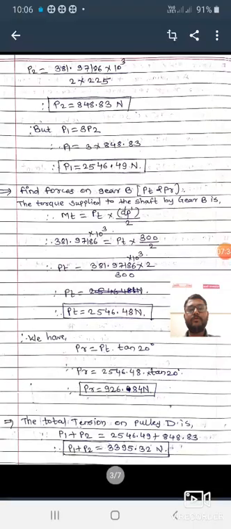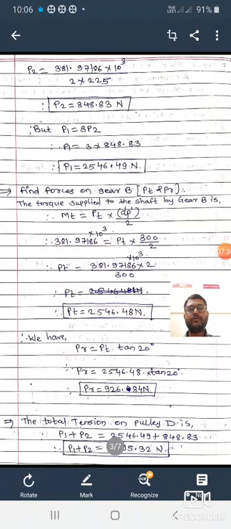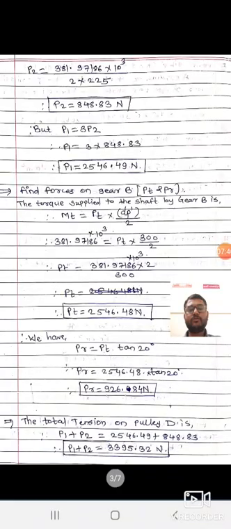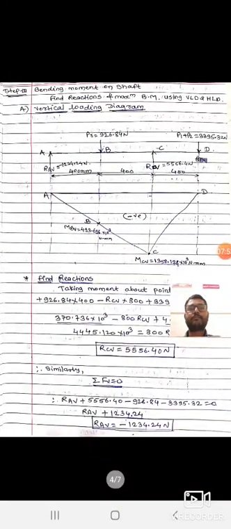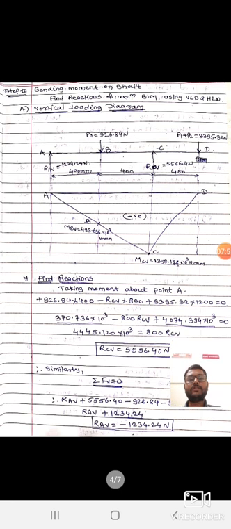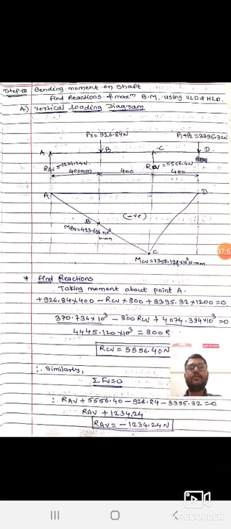The next step is the total tension on pulley D, that is P1 plus P2, which is the addition of P1 plus P2 that we have already calculated. P1 plus P2 equal to 2546.49 plus 848.83, that is P1 plus P2 equal to 3395.32 Newton.